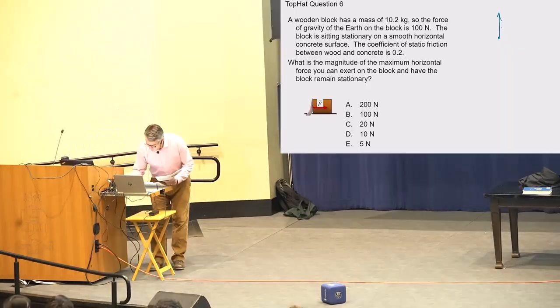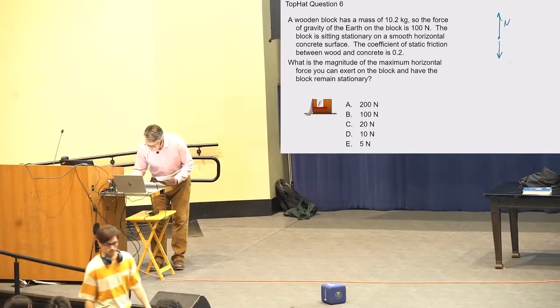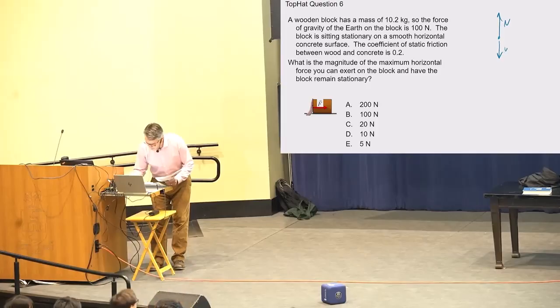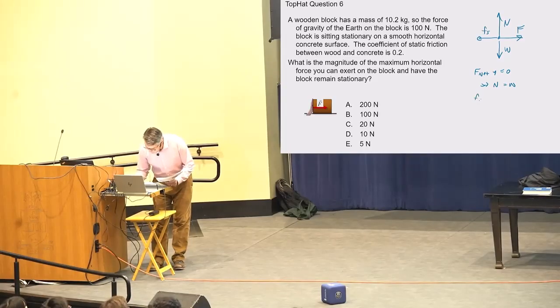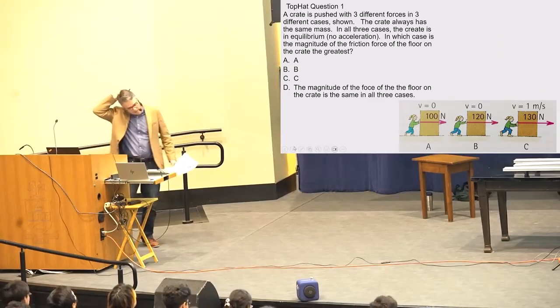All you do is, there's a normal force, and there's going to be some weight. Since F net in the y direction is equal to 0, the normal force is equal to the weight. And if you've got this pushing force and the static friction force, F sub s equals F sub s max, which is mu sub s times the normal force.